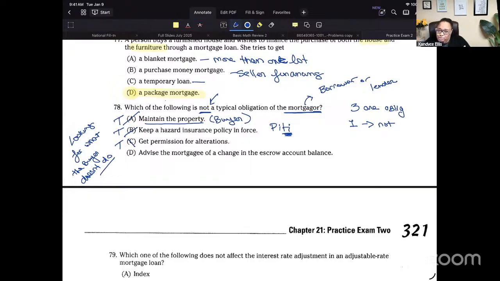So yeah, you do need to get permission from the bank, which means our answer has to be D, advise the mortgagee of the change in escrow account balance. That's not something you typically have to do, because why would the borrower be telling the lender there's an escrow account balance change? That's something the lender would know. We, as the borrower, put the money in the escrow, but we don't have control over what the balance is. So yes, our answer is D.